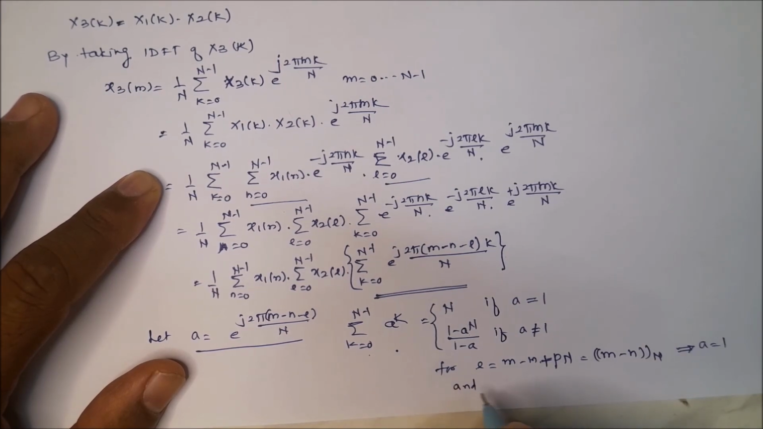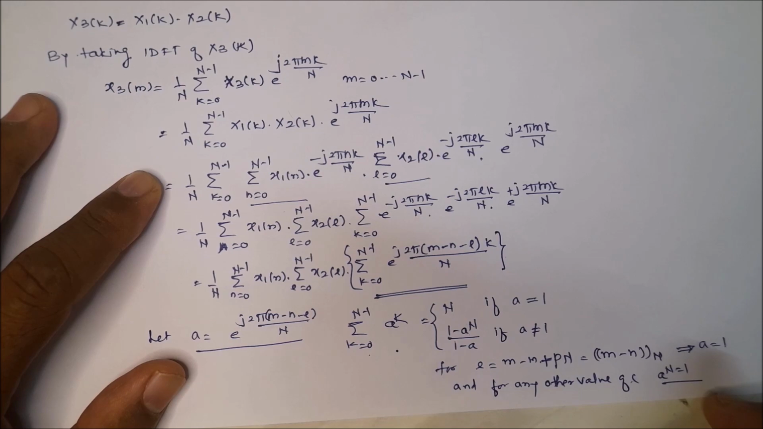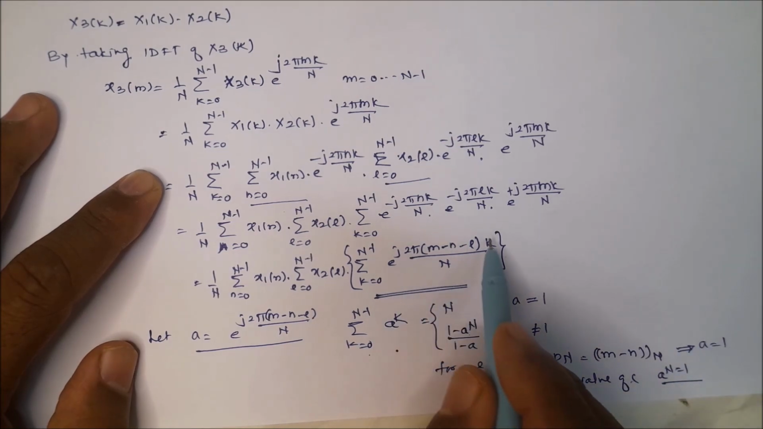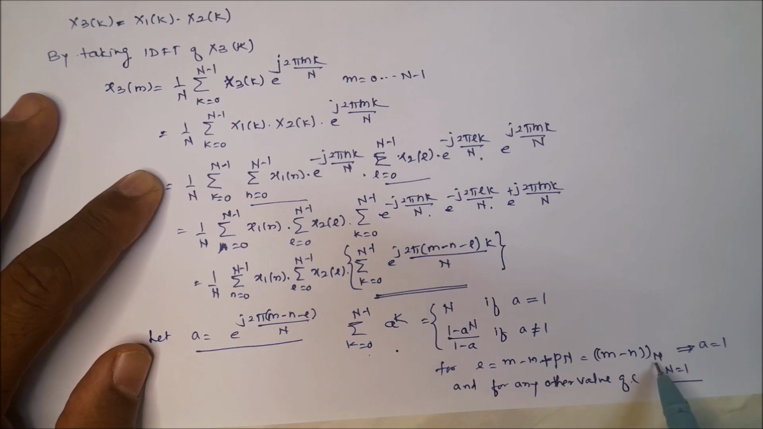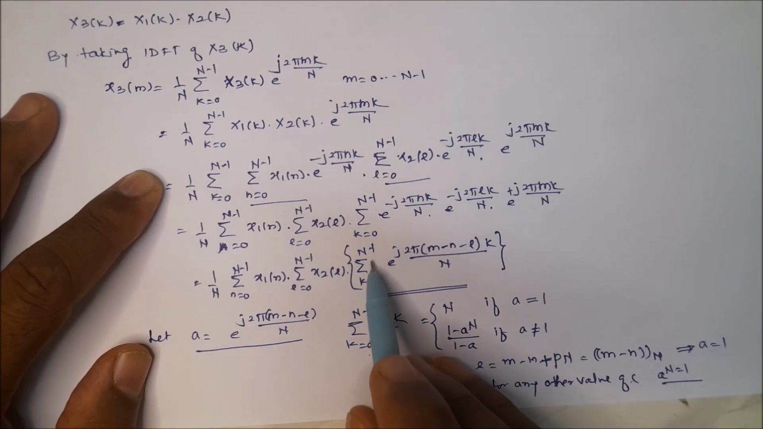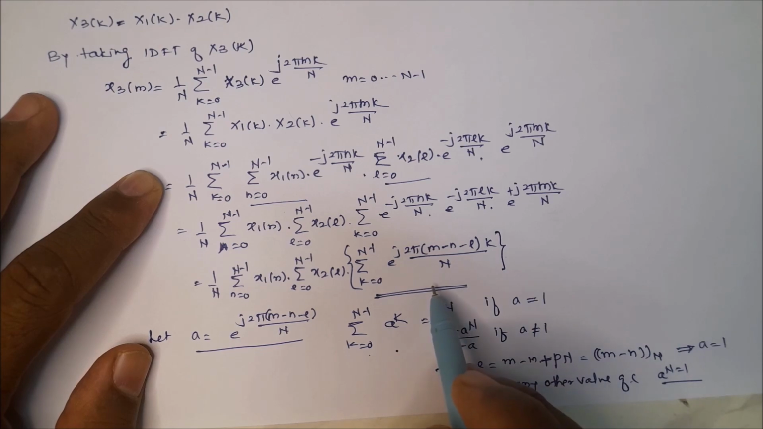And for any other value of l, a raised to N is equal to 1. So therefore this particular summation is equal to N wherever the value of l is equal to (m minus n) mod N, and for others this summation comes out to be 0.